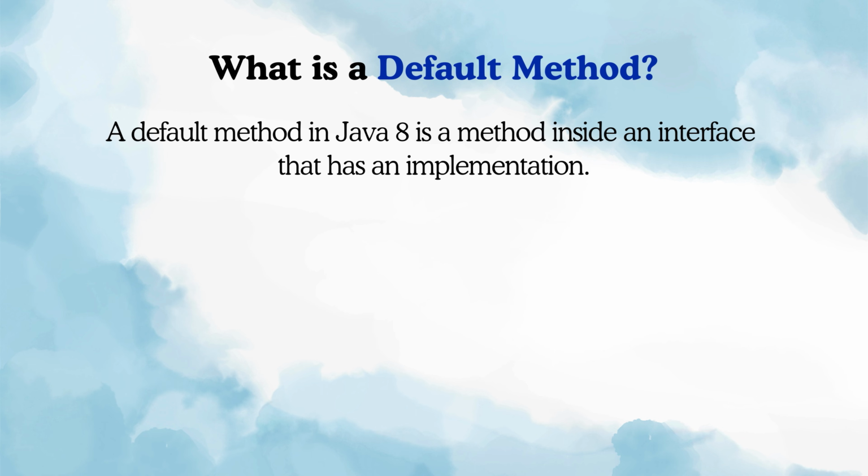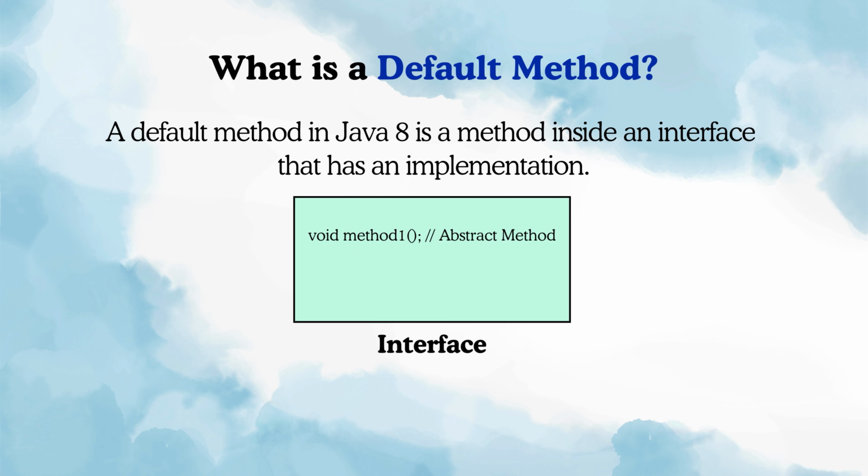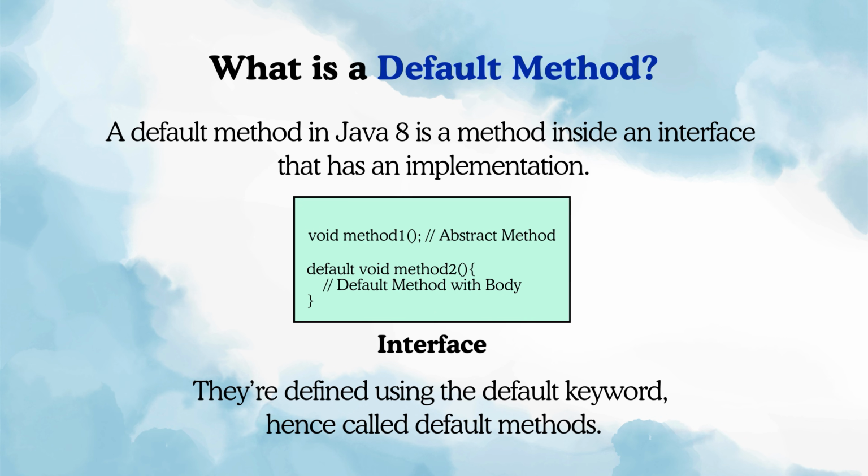Before Java 8, we could only declare abstract methods inside an interface. We could not give them any body. But Java 8 allowed us to have fully implemented methods inside an interface. Now these methods can be defined using the default keyword, hence they are called default methods. Alright, so let me show you some examples.